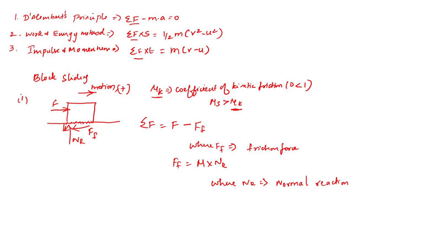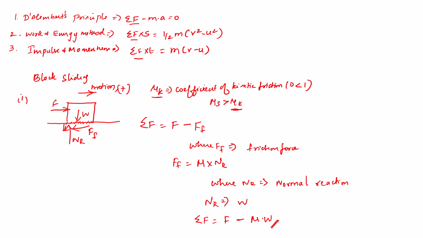Mu is nothing but the coefficient of kinetic friction. In this case the normal reaction is equalized by the weight of the block, the self weight of the block, so it will be W. So the summation of F will be F minus mu into NR, where NR is equal to W, so we are left with F minus mu into W. This is your summation of F for this case.